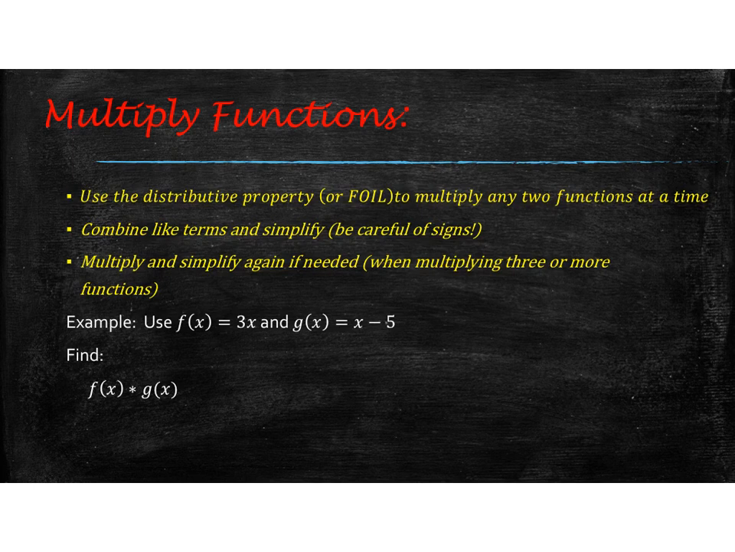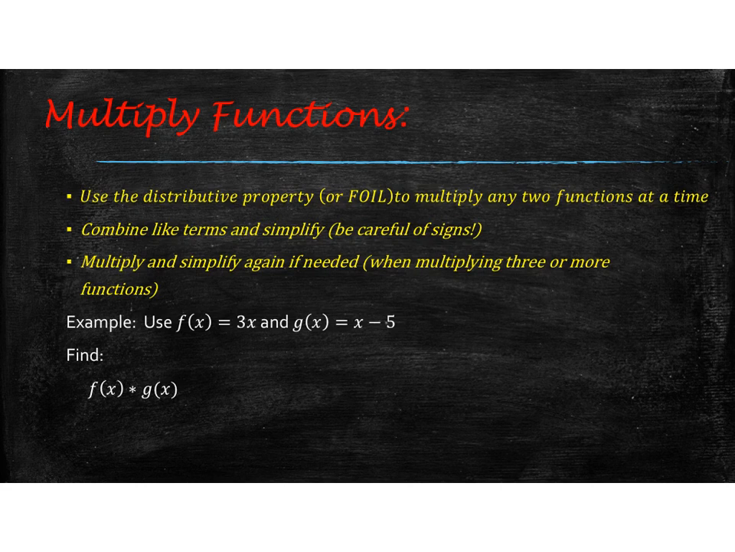Multiplying functions. Remember, when you're multiplying functions, you either need to use the distributive property or FOIL. When you're multiplying, you'll use FOIL if you have more than one term. You combine your like terms and simplify. Again, still be careful of the signs. And then multiply and simplify again if you're needed to when you're multiplying 3 or more functions.